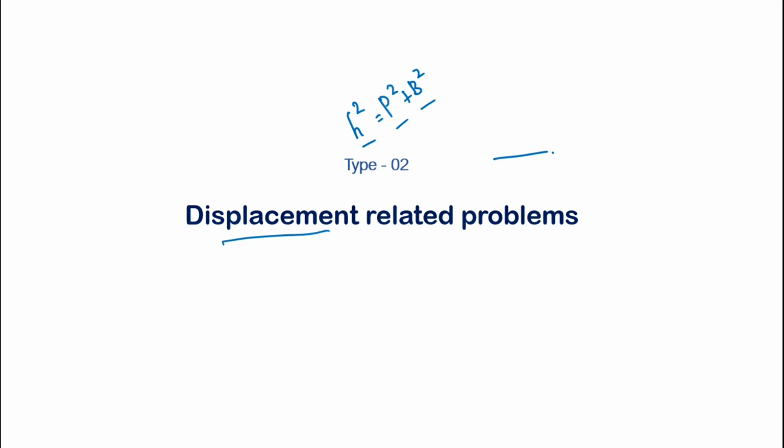Let me explain you. If there is a triangle like this, the slanting portion of the triangle is hypotenuse and this is perpendicular, this is base, right? So when you use the formula, you have to do like this: hypotenuse the whole square is equal to perpendicular the whole square plus base the whole square. We will see some examples and you will understand when and how to use this formula.